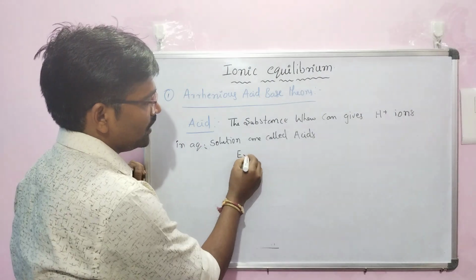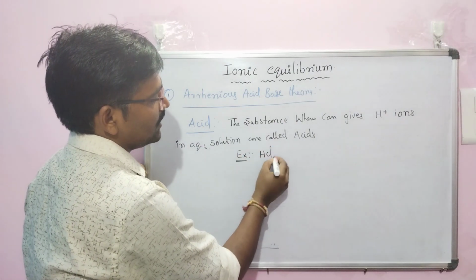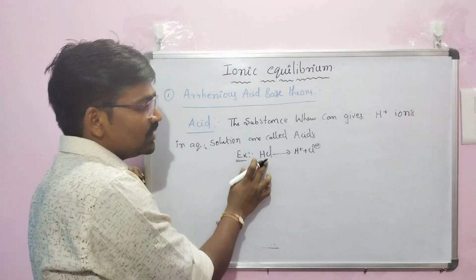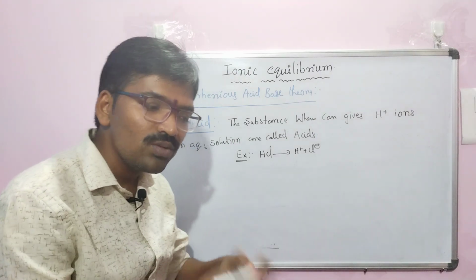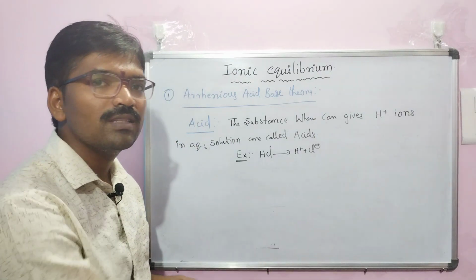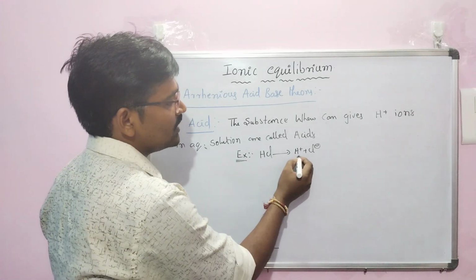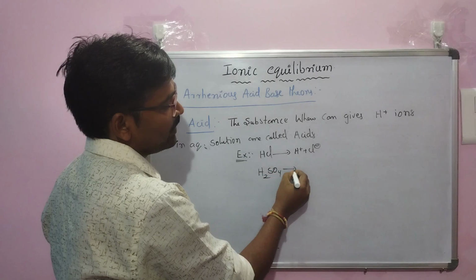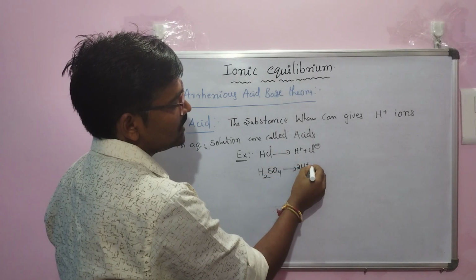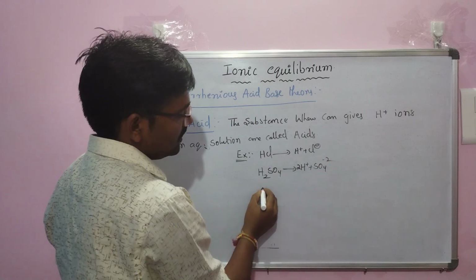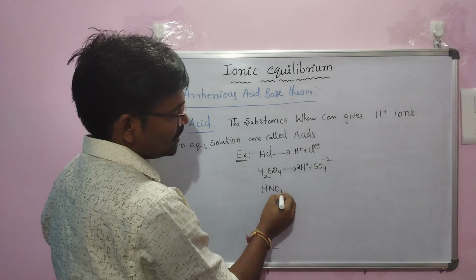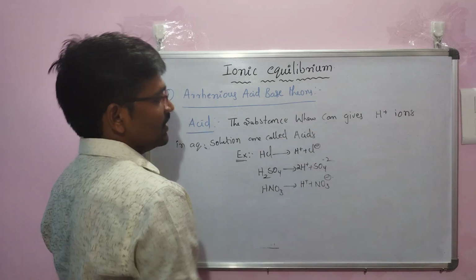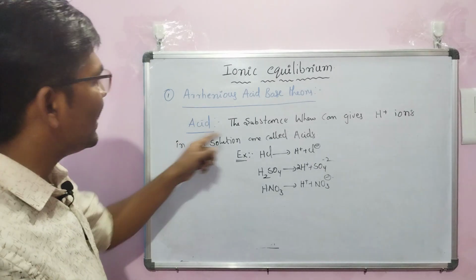For example, HCl gives rise to H plus and Cl minus. When HCl is dissociated in aqueous solution, it gives H plus ions and Cl minus ions. That is why it is an acid according to Arrhenius. H2SO4 releases 2 H plus ions plus SO4 minus 2. HNO3 also can release H plus and NO3 minus. All these we call acids.